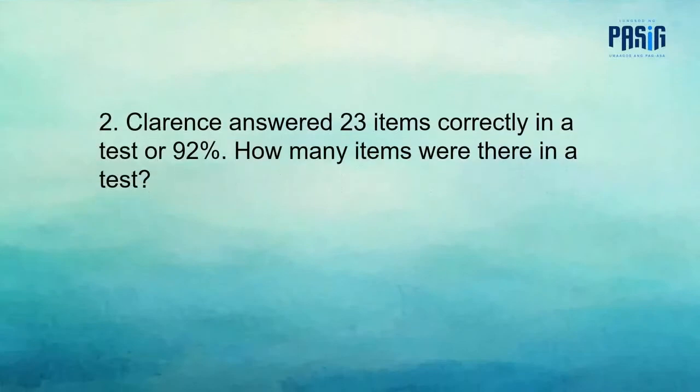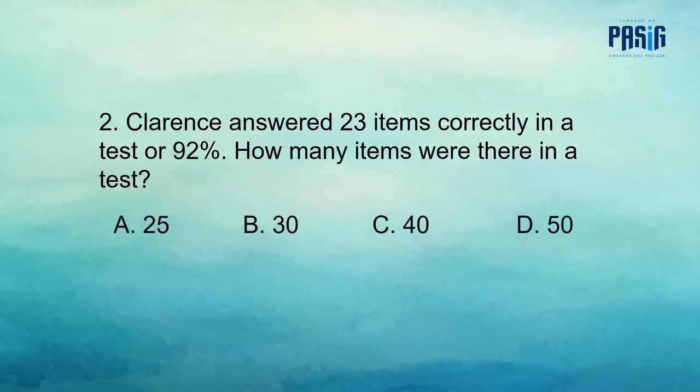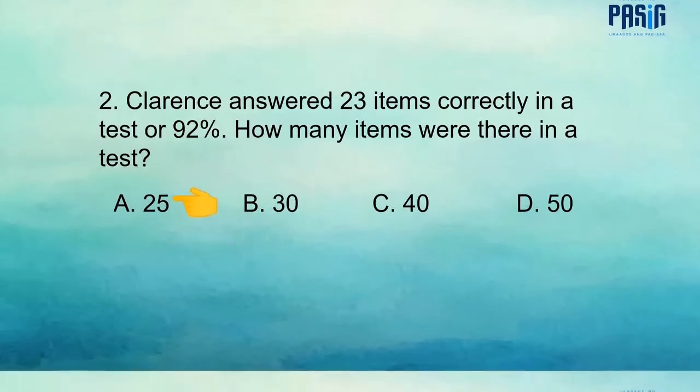Number 2. Clarence answered 23 items correctly in a test, or 92%. How many items were there in a test? A. 25. B. 30. C. 40. Or D. 50. What is your answer? The answer is letter A, 25.